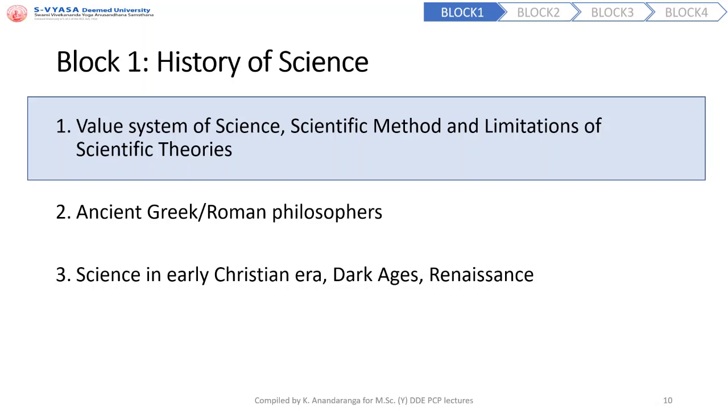Block 1 is all about the history of science. You can view this under 3 topics or subtopics. The first subsection talks about the importance of science and the scientific method and the inherent limitations that we also need to acknowledge as part of science. We'll move into ancient Greek and Roman philosophers, and we'll spend some time looking at the scientific progress through the early Christian era, the Dark Ages, and the Renaissance period.